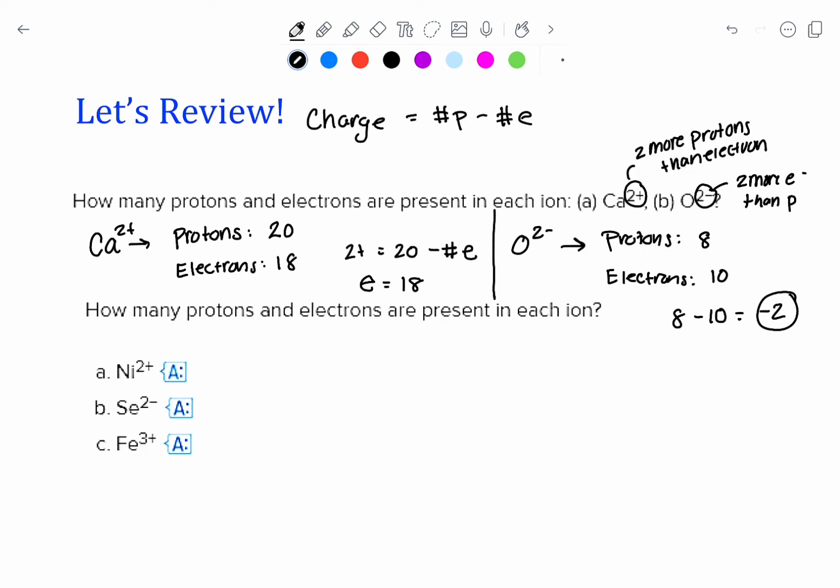For these next 3 examples, what I want you to do is pause the video, go through these 3 ions that I have, determine their number of protons, find them on the periodic table, and then using what we just did with our first two problems, determine how many electrons they have.